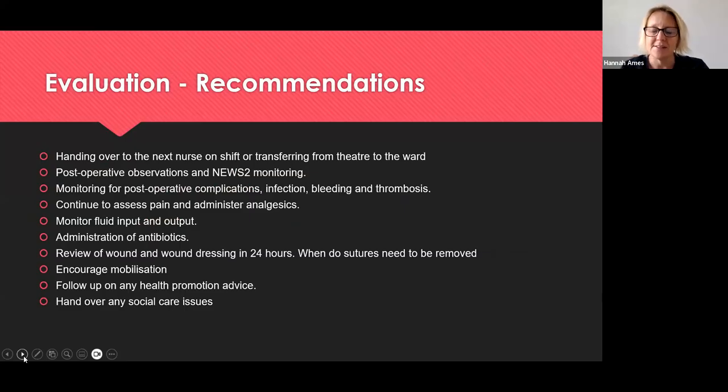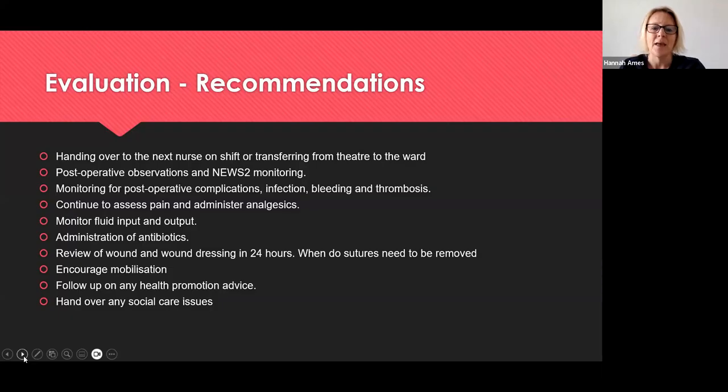If we're handing over to a nurse in these surgical APIE scenarios, there are standard things that we'd always hand over. So we'd still want them to carry on with the post-operative observations and NEWS2 monitoring. We'd want them to continue to monitor for post-operative complications such as infection, bleeding and thrombosis, continue to assess pain and administer analgesics as prescribed. We'd want them to continue to monitor fluid input and output, and administration of antibiotics as prescribed. We'd want them to review the wound and the wound dressing and clarify when sutures need to be removed, if you've got that information. We want to encourage early mobilisation to prevent post-operative complications such as thrombosis and chest infections.